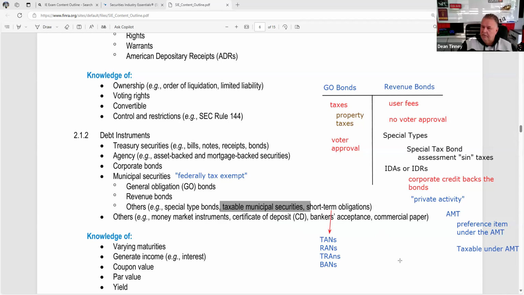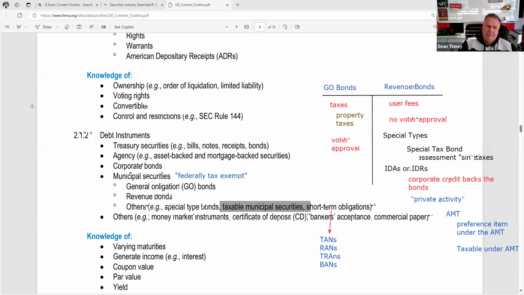A BAN would be a bond anticipation note. This is where I go to JP Morgan as my underwriter and I say, hey, you're going to underwrite $2 billion worth of bonds for me. Can I have a cash advance? So those are short-term municipal obligations.